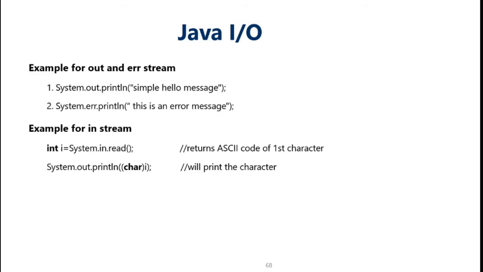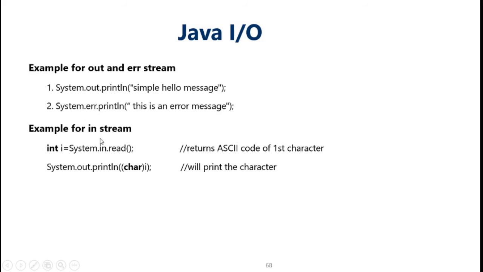In Java.io, these are some examples: examples for the out and error streams, and an example for the in stream. How do you use the out stream? System.out.println with a simple message. So here is the out stream. Then System.err.println with an error message. So here is the error stream for displaying the error message, and this is for displaying the output message.